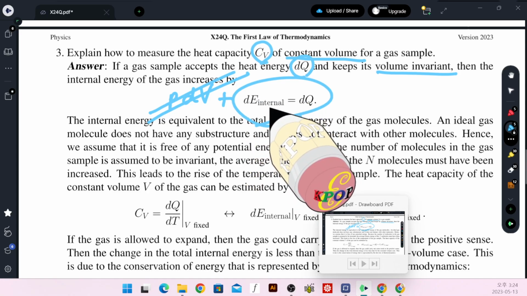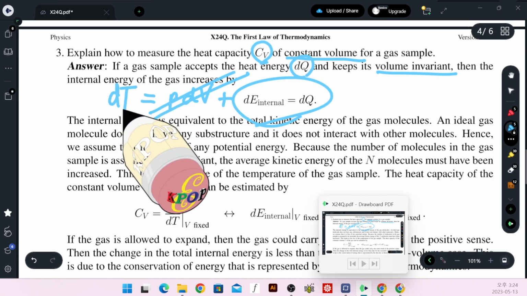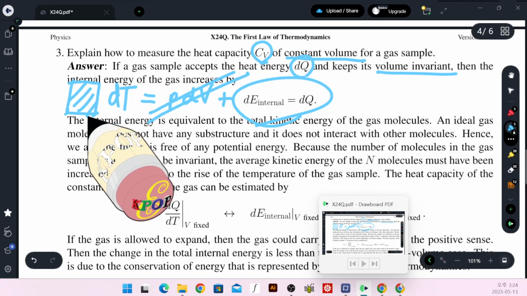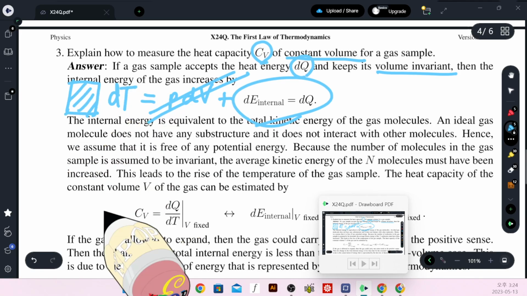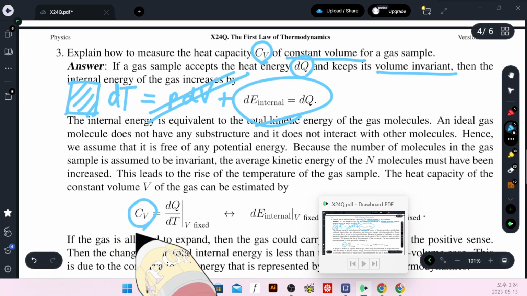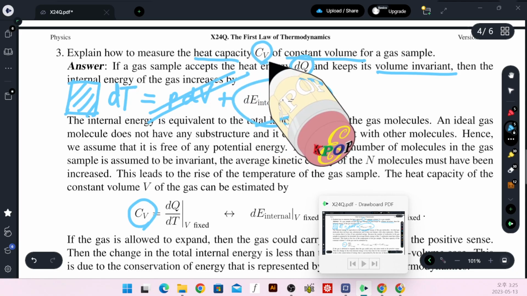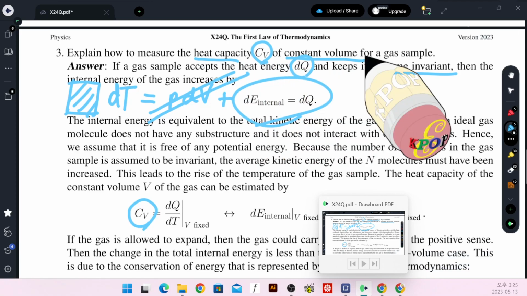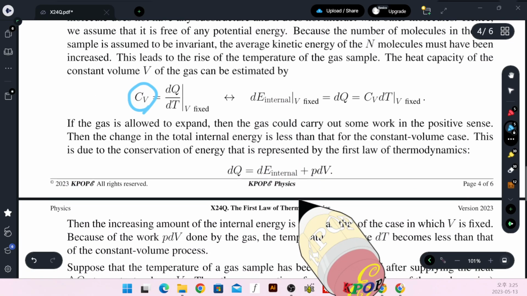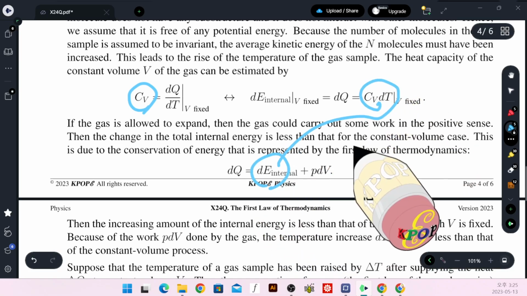The energy is proportional to the temperature, but there is a certain proportionality coefficient, that is called CV. CV is the heat capacity at constant volume. All right, so you can always replace this with this.